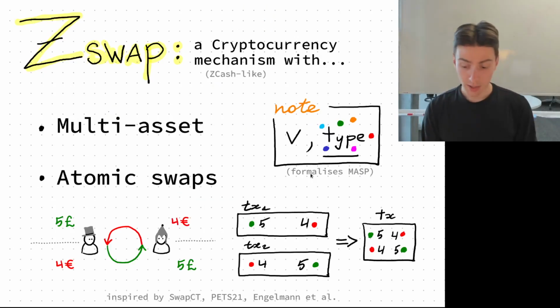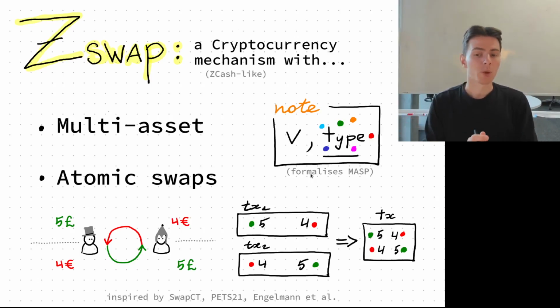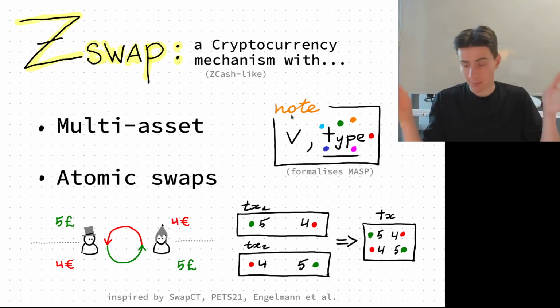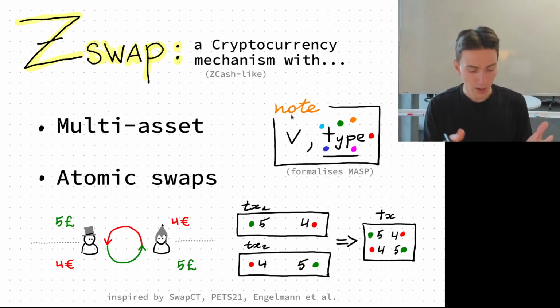And in this area, we present our work called ZSwap. It's a cryptocurrency mechanism, very much Zcash-like. It's an extension of Zcash, which presents multi-asset atomic swaps. Multi-asset means that we add types into the notes. So we have a note, like a banknote, that holds the value and also the type, so you can represent many different types in the vein of ERC20 smart contracts. This formalizes MASP, so we do provide a rigorous analysis of MASP.